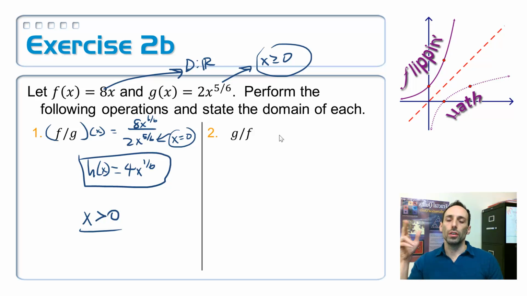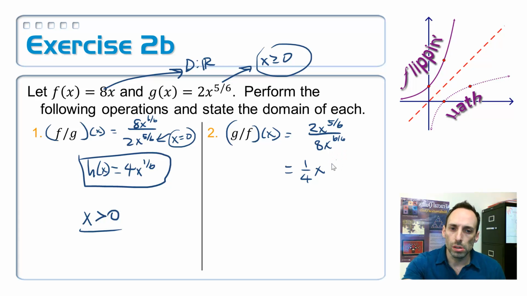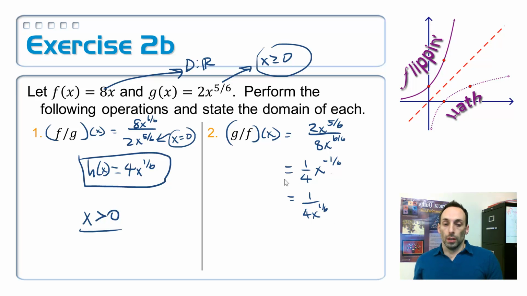Okay, g divided by f. So I'm going to switch the order this time. I have g on top, so 2x to the 5/6 divided by 8x. Again, divide the numbery parts, which is 1/4. This time I have x to the negative 1/6 power. Okay, which is basically 1 over 4x to the 1/6. Either one of these would be okay.